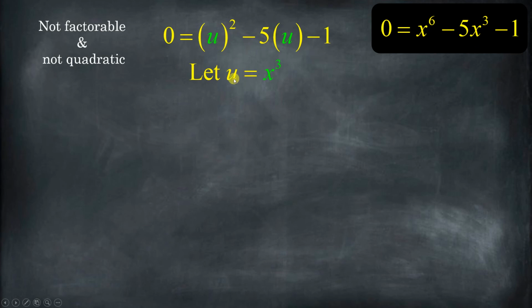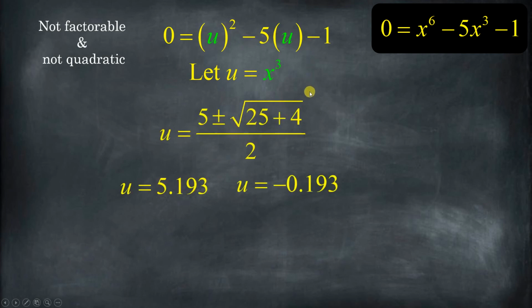Because we said u was x cubed, we put an x cubed right here, and we put an x cubed squared right here. Do you see? And now what we have is a quadratic. We have u squared minus 5u minus 1. And we could use the quadratic formula on that, and this is what we get. Not too bad. Now, the tricky part is coming up with this let u equal x cubed part.